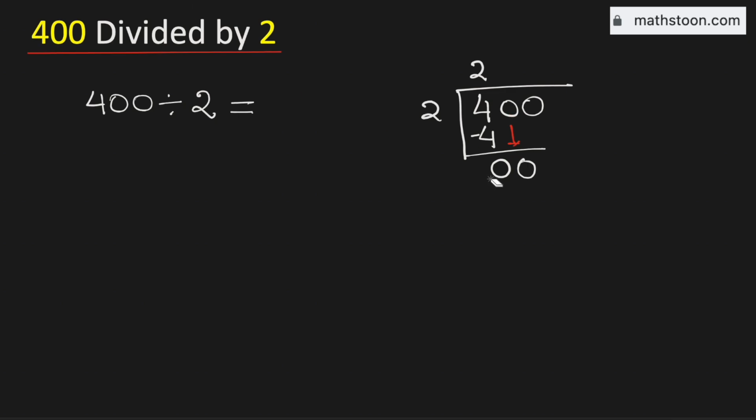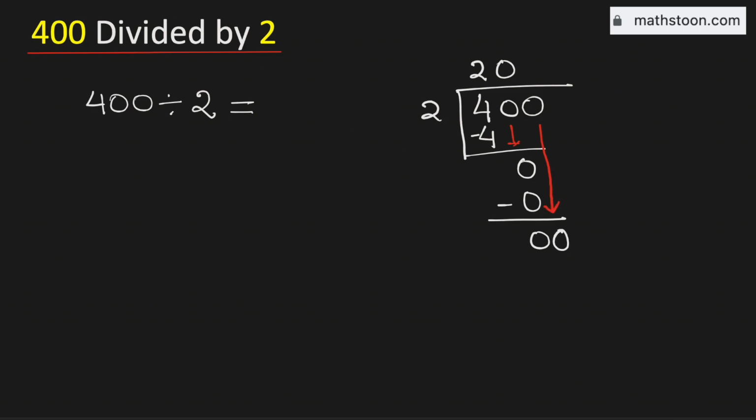See that this is still 0, so we can remove 1 0. As we have brought down the number 0, we need to divide it. Now 2 times 0 is 0. Subtract, we get 0. Now 0 is less than 2. That is why we will bring down the next number 0 here.